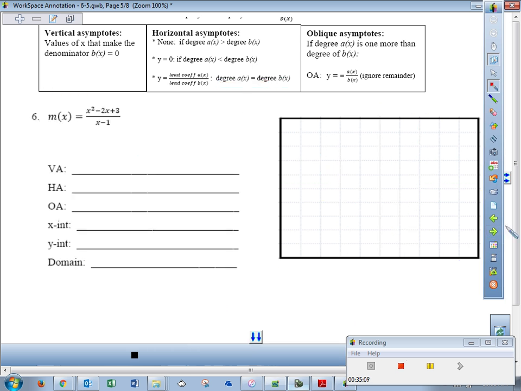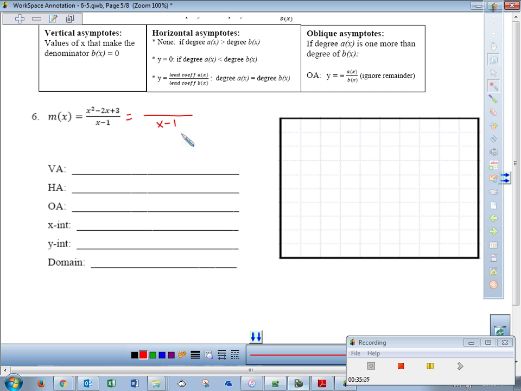Next one. I don't want to graph it. Let's just fill out this information, and then we'll graph the last. Okay? Something really weird happening here. So, let's fill out the information. Vertical asymptote. I don't need to factor the denominator. Here's the weird thing. Let's see if we can factor the numerator.